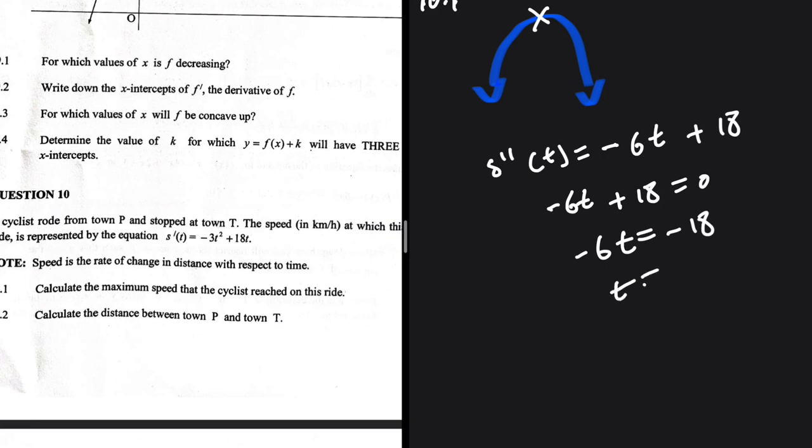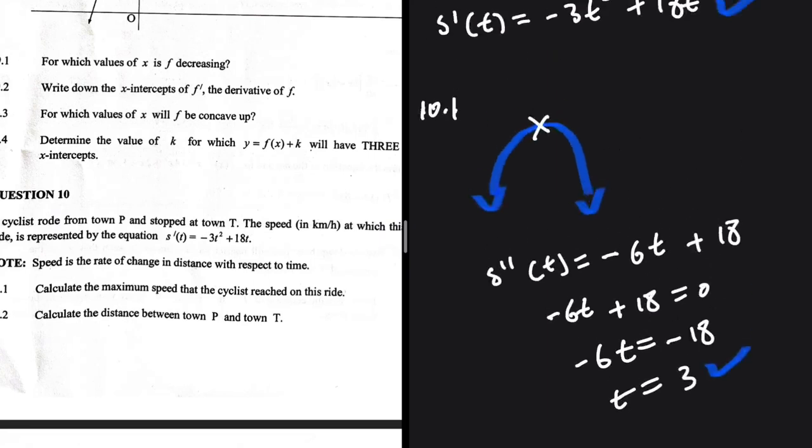So t is equal to 3. There we go, that is the value of t. But we're looking for the maximum speed, not the value of t for which we are going to have a maximum. So what are we going to do, therefore? Well, let's just prove that this t is indeed equal to 3, right?